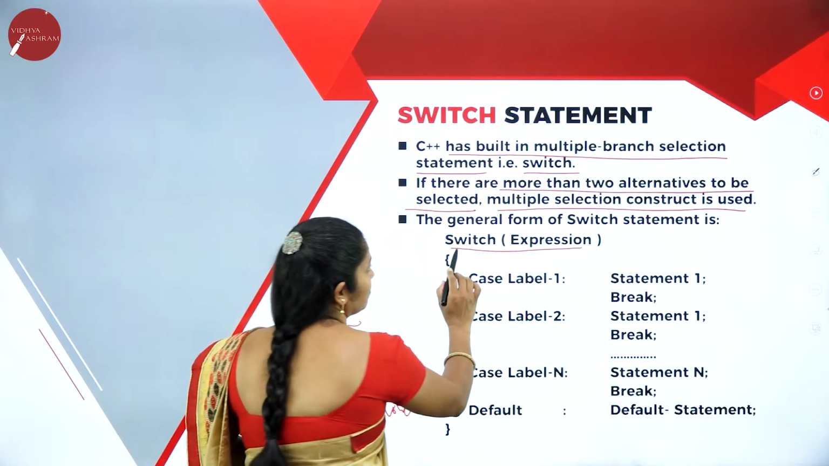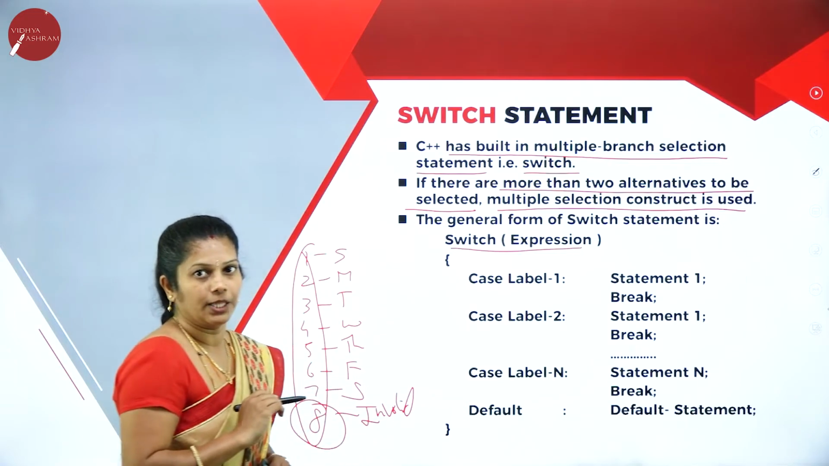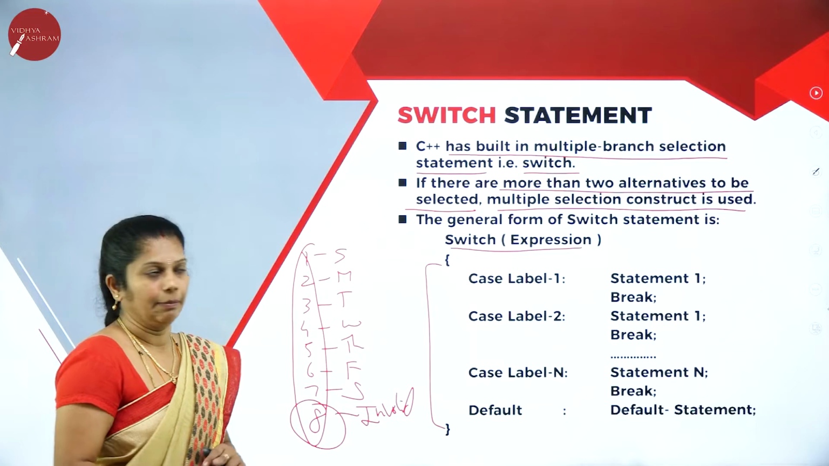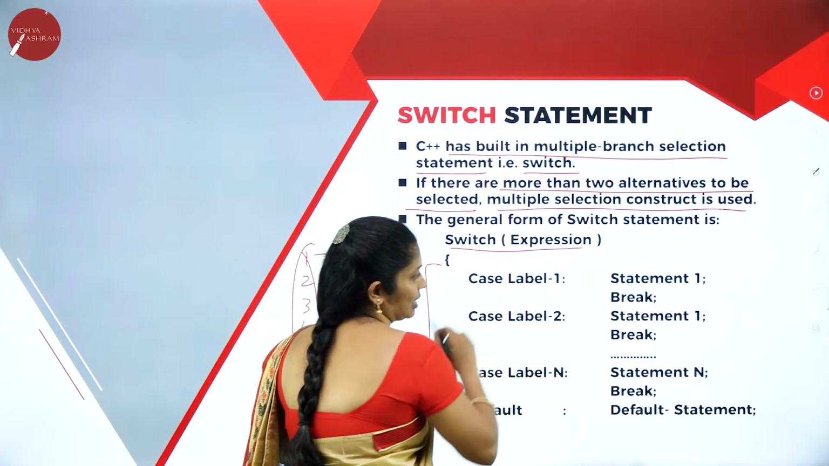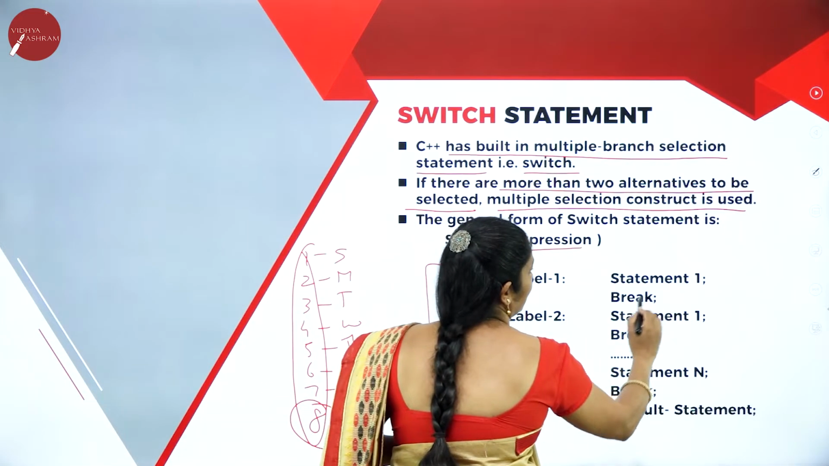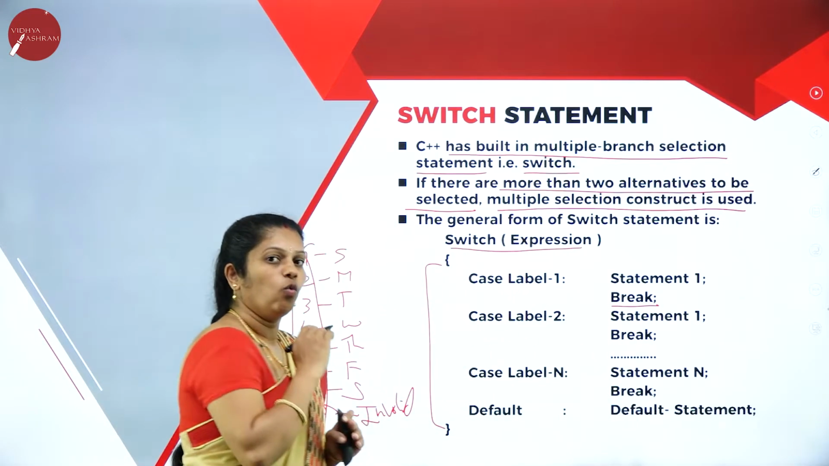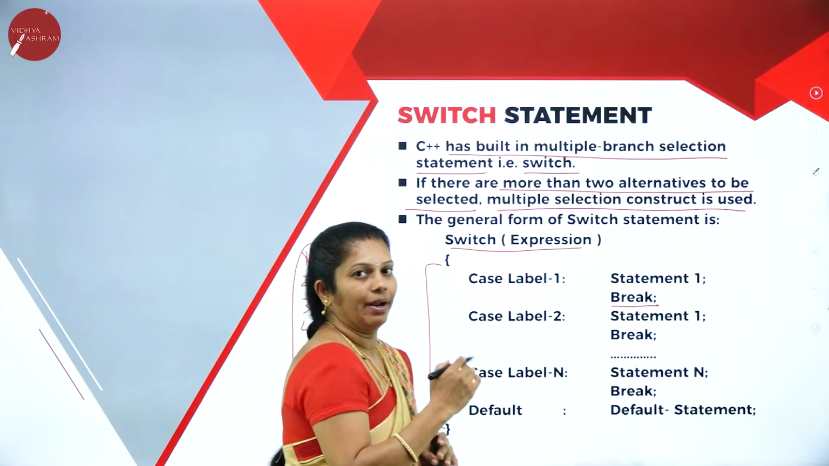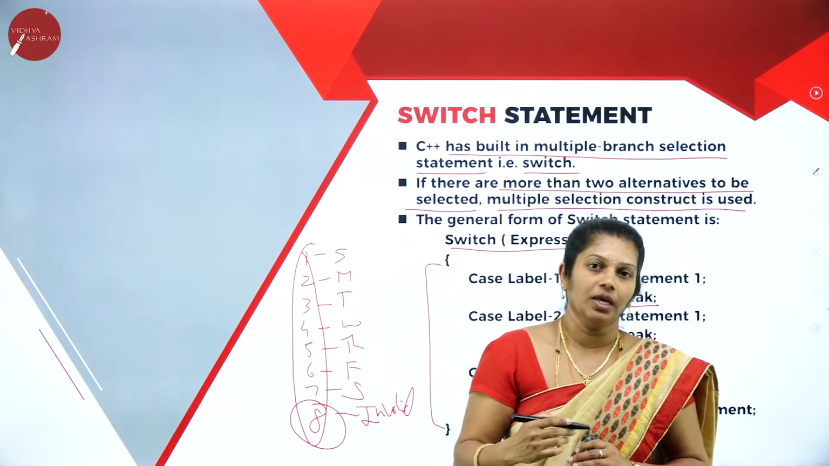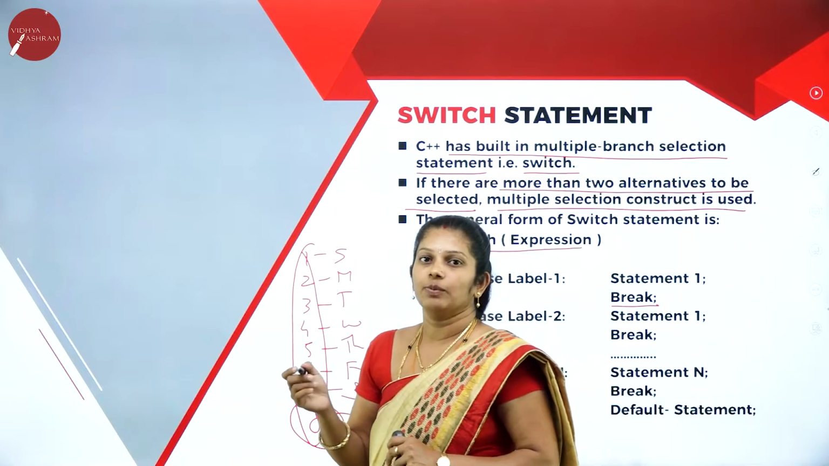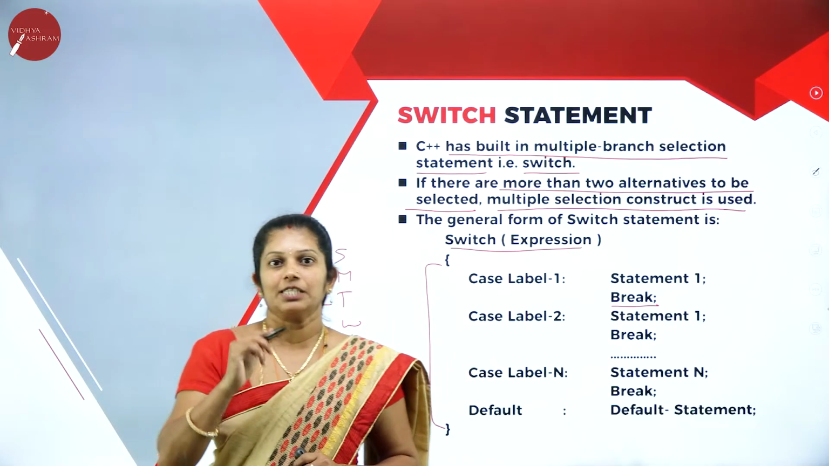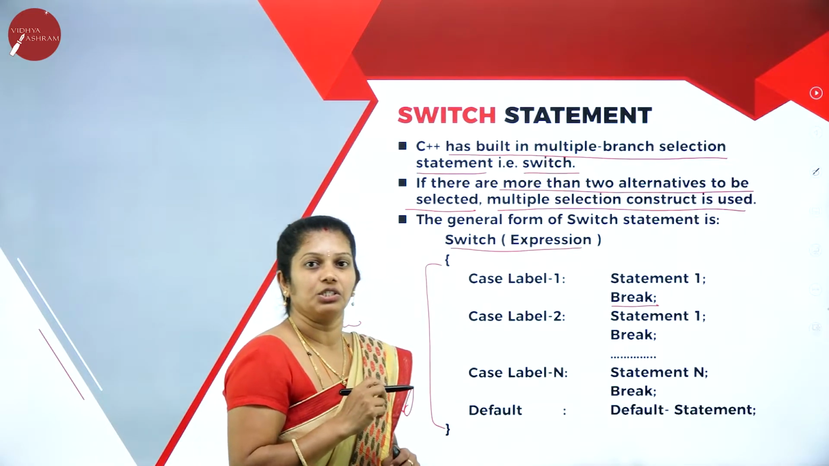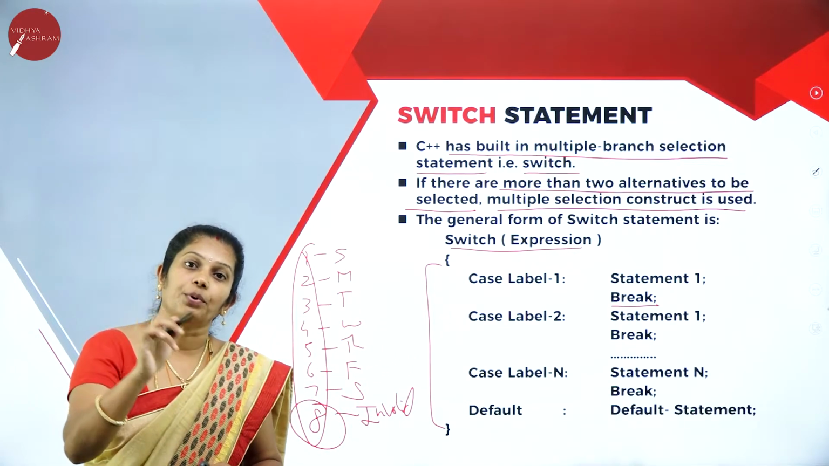The general syntax is first the switch expression. Inside the brackets we have to write all the case labels. If the case label is equal to 1, then statement 1 will execute, then it will break. Why are we using the break statement here? Because if I use a break statement, then it will come out of the loop. There is a difference between break and the exit function: break helps to come out of the loop, whereas the exit function helps to come out of the program itself.